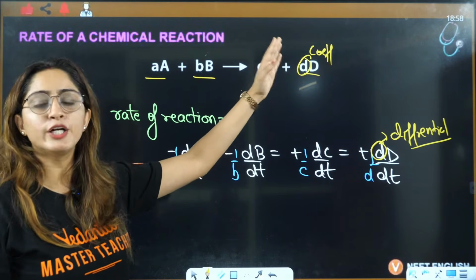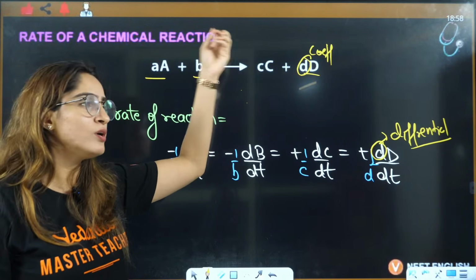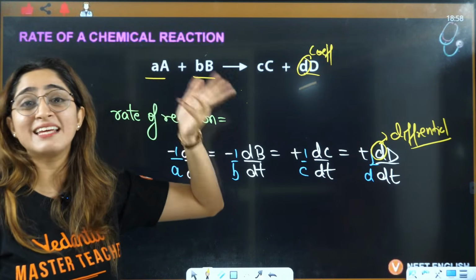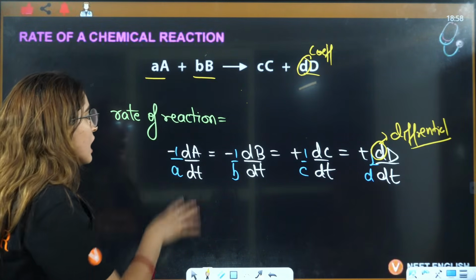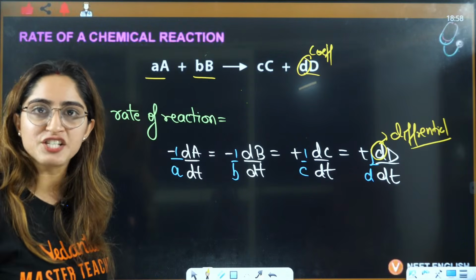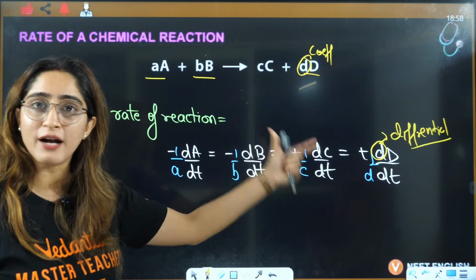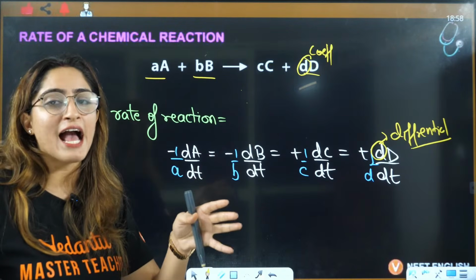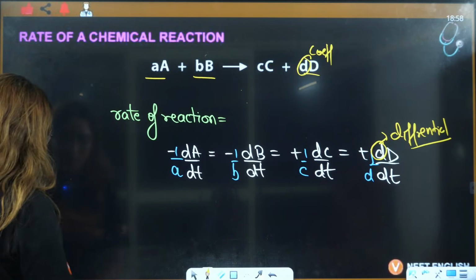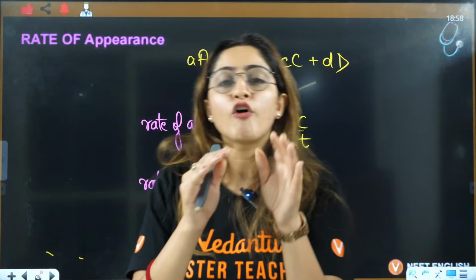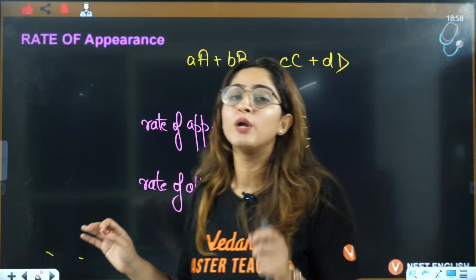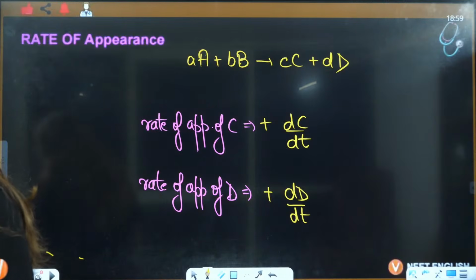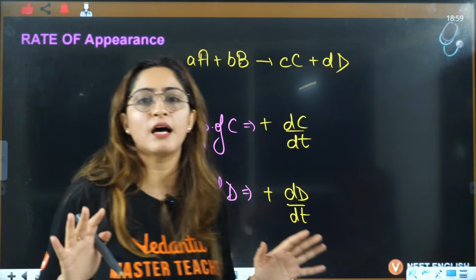This can be 1, 2, 3, 4, half, 1 by 2, 2 by 3, 5 by 6, anything, right? Any number can be there. That is coefficients, okay? So, whenever we write rate of reaction in terms of reactant, it's negative. In terms of product, it's positive. And rate of reaction is divided by coefficient. But whenever you write down rate of appearance or disappearance, everything is same. It's just that you will not divide it with the coefficients. Is that clear now? Right?